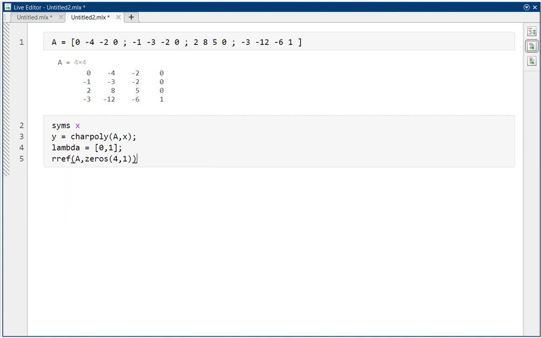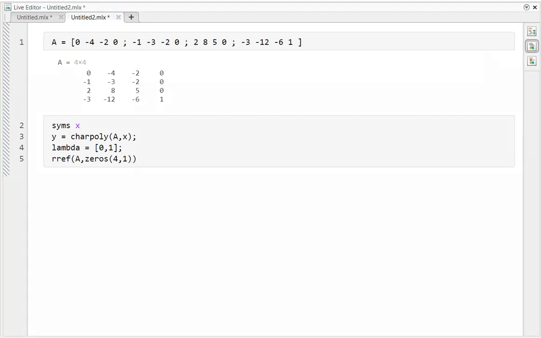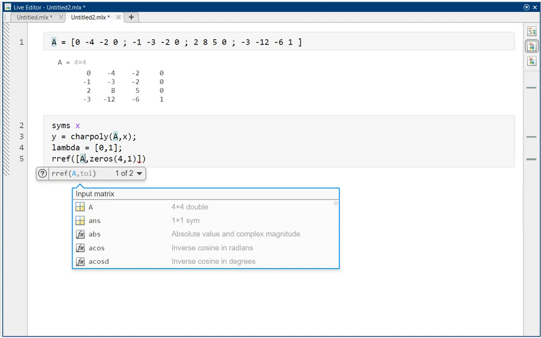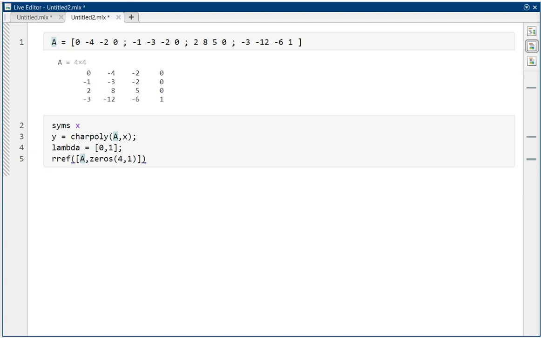This time it needs to be 4 by 1, right? I need a 0 vector that matches the number of rows in A. So since it's a 4 by 4, I need the zeros 4 by 1. I'm going to row reduce that, and it needs to be in square brackets so that it augments the A with the 0 matrix. And then there we go.